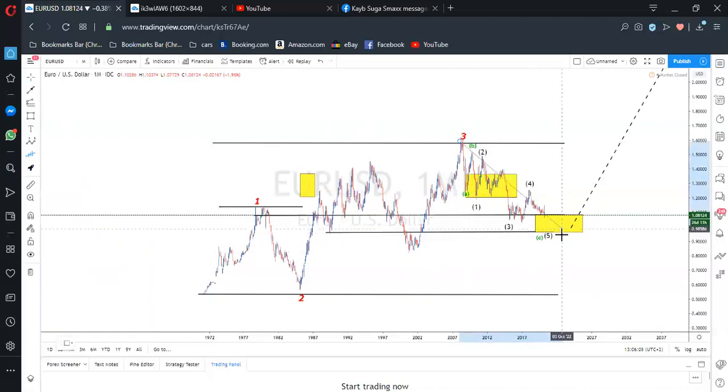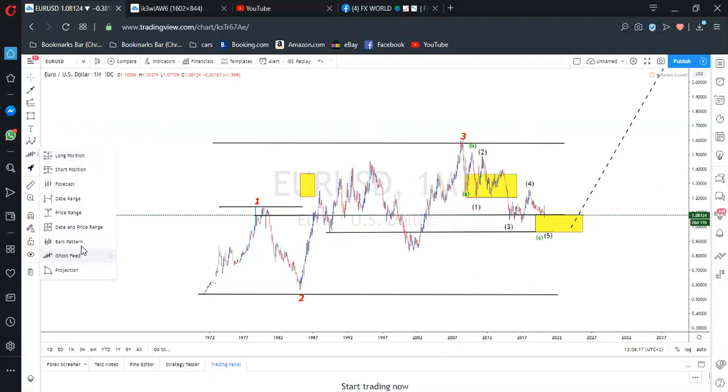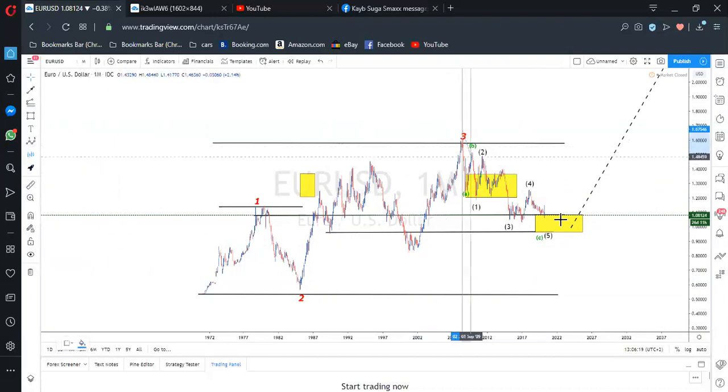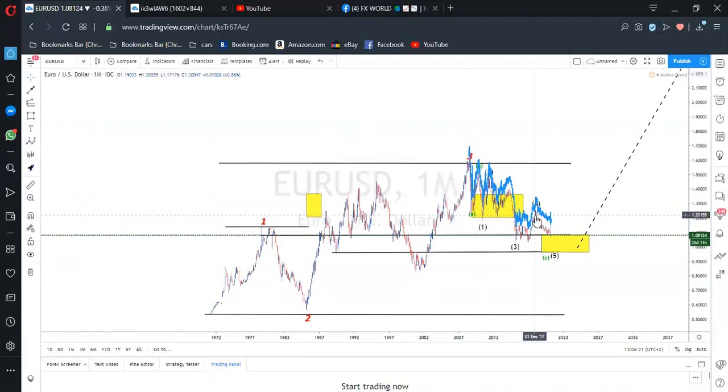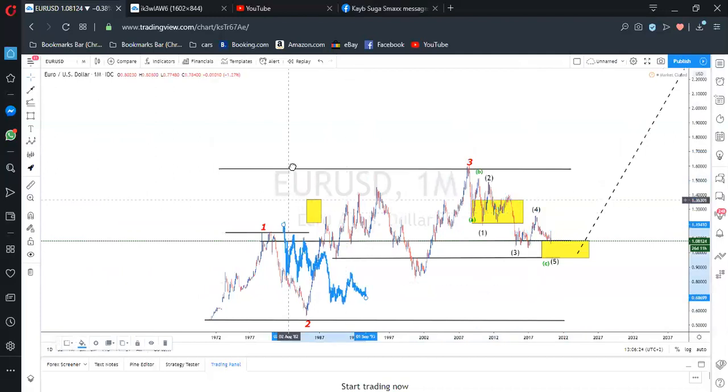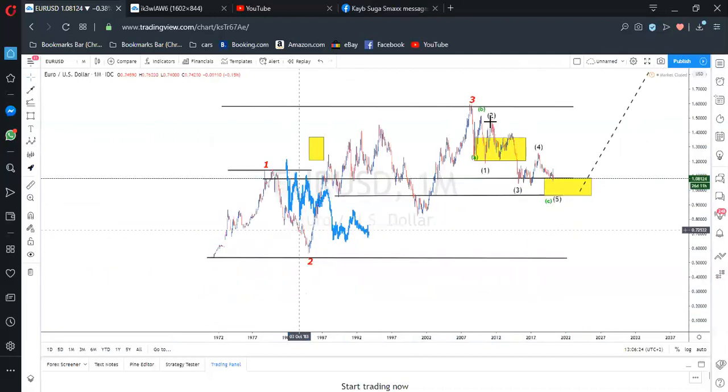Yes, from here to here. This is similar to this, but this is on an uptrend. You remember, this is a deep correction. This is a deep correction.